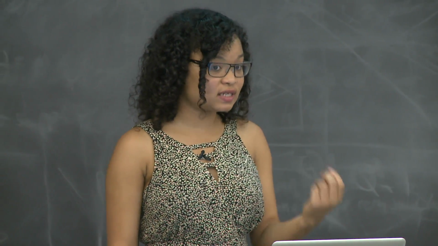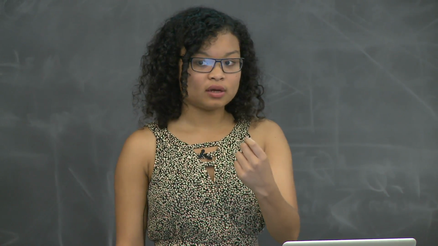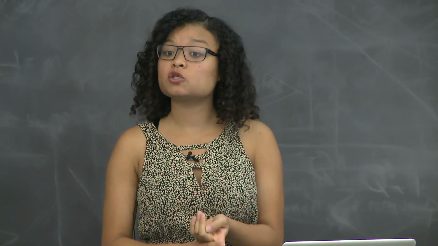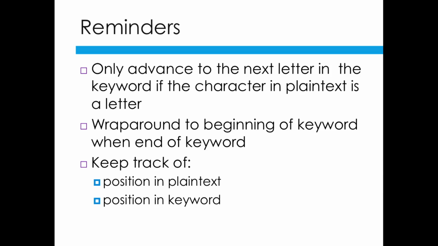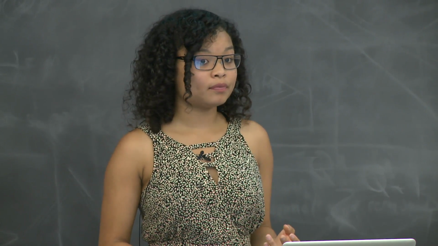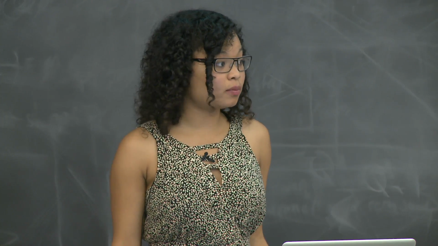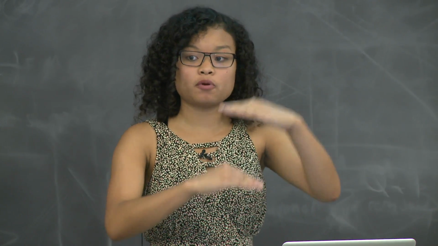Okay, as you saw in the formula where you have C_i and P_i, but then K_j, you want to make sure that you keep track of those. You don't need to call them i and j, but you want to keep track of the position you're at in your plain text, as well as the position you're at in your keyword, because those aren't necessarily going to be the same. Not only could the keyword be a completely different length than your plain text, but your plain text also has numbers and characters, so it's not going to perfectly match up.